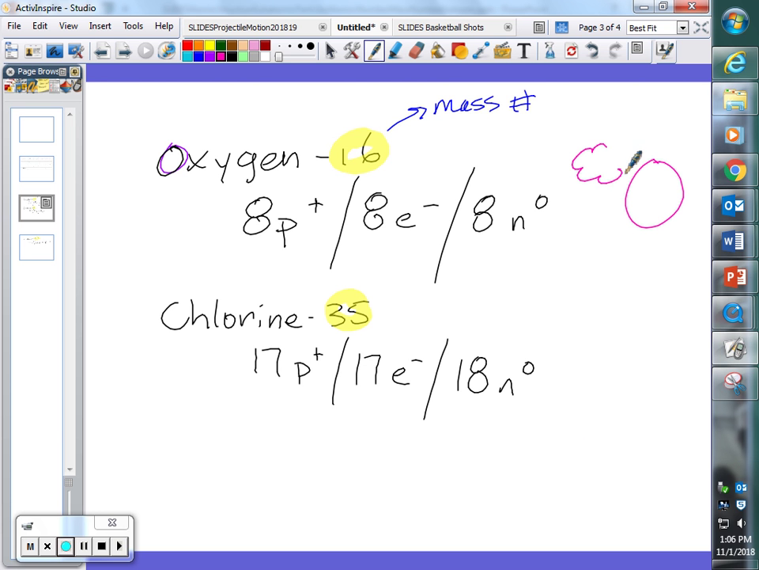So we have to fill in these 2 bubbles. What number goes in the top bubble? The mass number. Here, that was the number that appeared after the dash in the name. So we're going to put 16 up on the top. And then, what number goes on the bottom? The atomic number. The atomic number for oxygen is 8. So we would represent this atom like this. Okay? Good there?